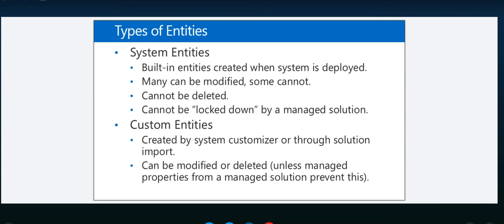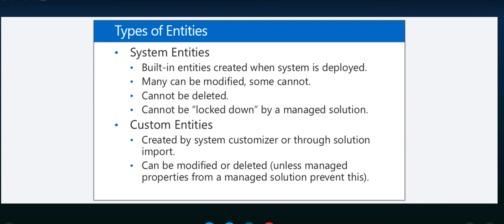So first up, system entities. Those are all the entities that come out of the box in a fresh Dynamics 365 environment. So account, case, contact, lead, all those classic entities. Those are all system entities, and most of those you can modify to a certain extent. Some you can't modify at all. There are a few in there that you can't. You cannot delete them, and you cannot lock them down with a managed solution, meaning you cannot prohibit others in a target organization from making changes to those entities.